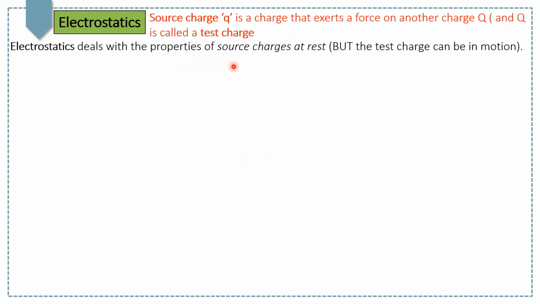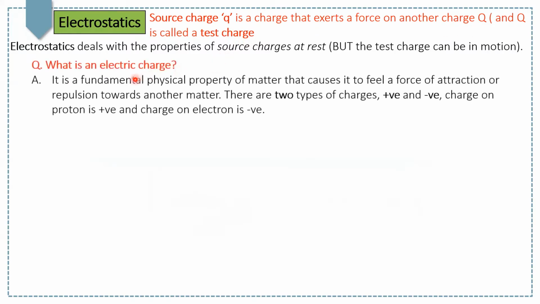Electrostatics deals with the properties of source charges at rest, but the attached charge may be in motion. Source charge means a charge that exerts a force on another charge, and that another charge is the attached charge. An electric charge is a fundamental property of a body that causes it to feel a force of attraction or repulsion towards another body. There are two types of charges, positive and negative. Charge on proton is positive and charge on electron is negative.